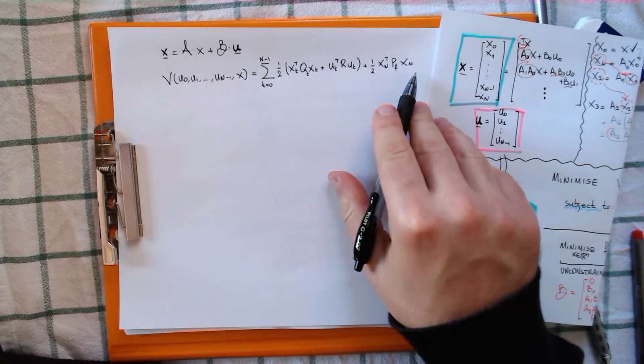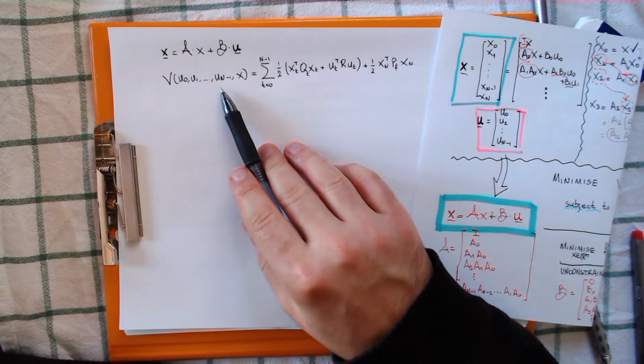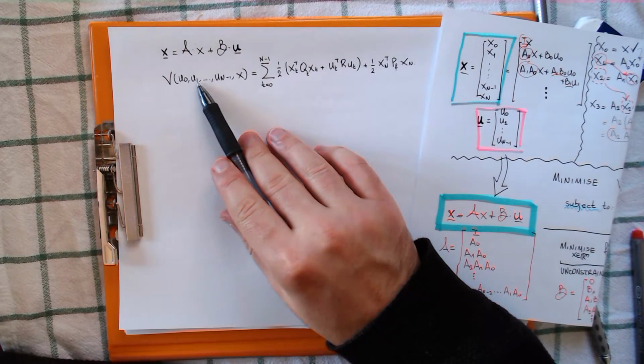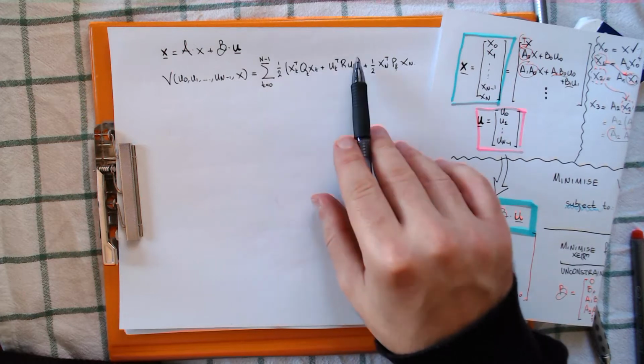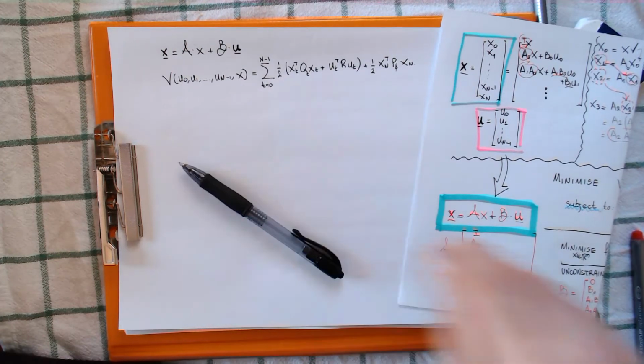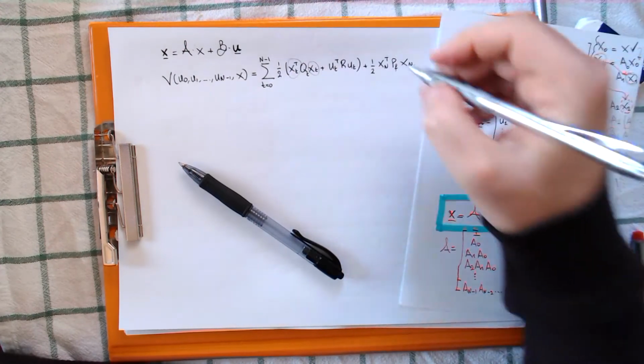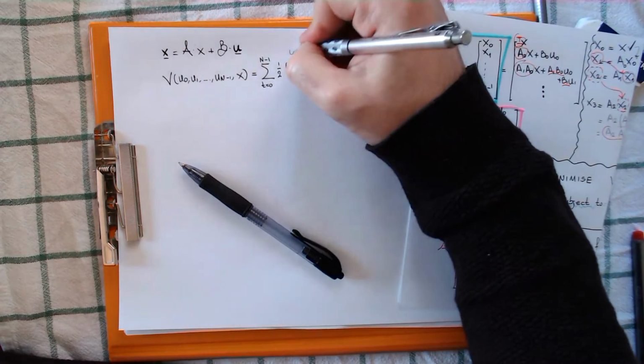This is the cost function, right? But if you look closely, this is a function of u0, u1, and so on. On the right hand side, we have some unwanted variables, and these are all these xt's as well as xn. These are unwanted.